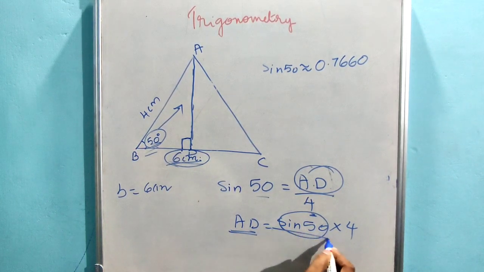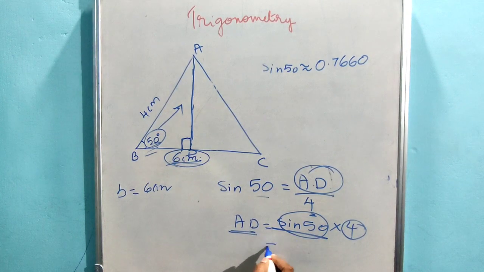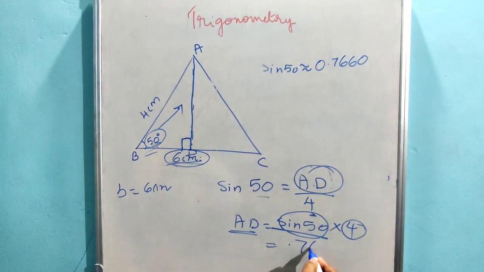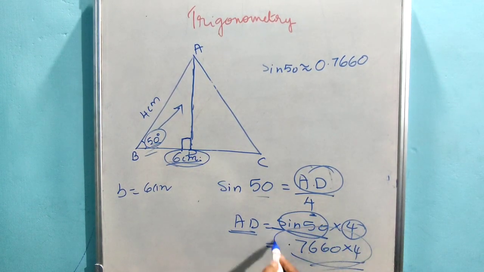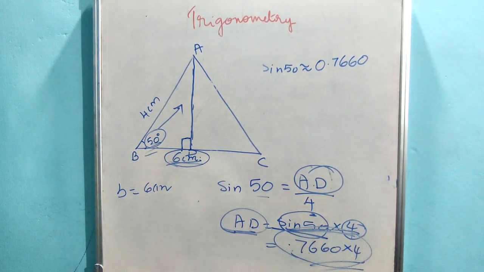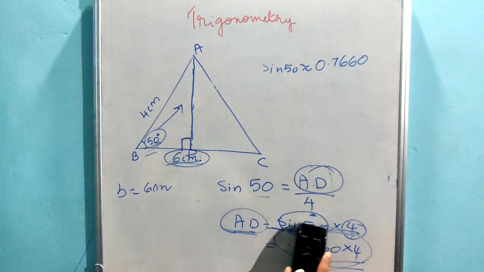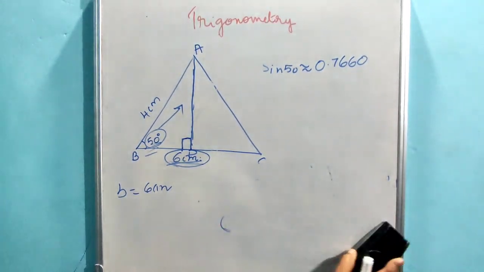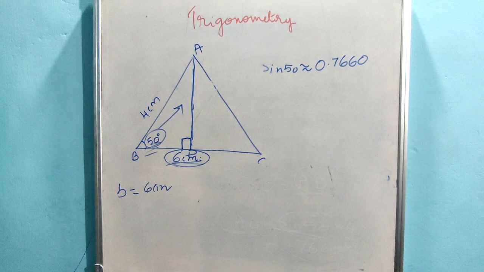So what is AD now? AD is equal to sine 50 into 4, that is 0.7660 into 4. No need to calculate this now, because again we need one more calculation. So finally we can calculate this. So just write AD is equal to sine 50 into 4 now. Then what is the area? Yes, we have the perpendicular distance equal to sine 50 into 4, right? The perpendicular distance, that is the height of the triangle.